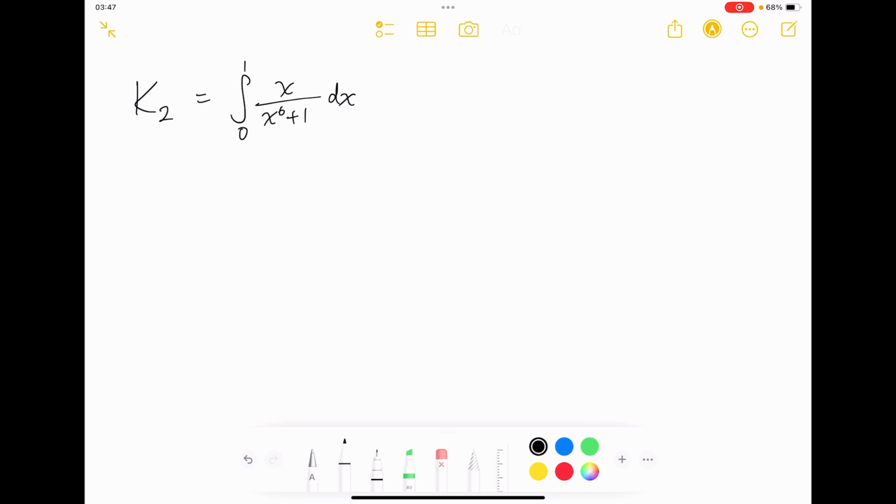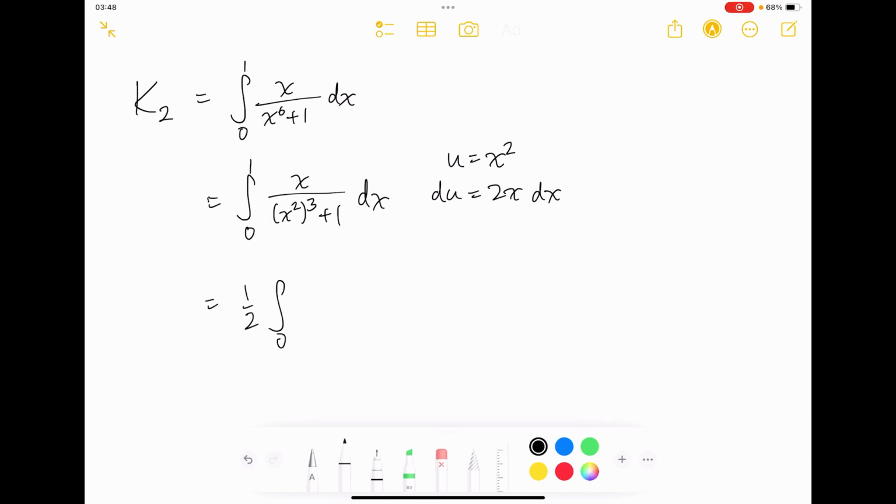Because of the x in the top, I want to do a u-sub, and because there's kind of an x squared at the bottom, that helps as well. So if I write the bottom as (x squared) cubed plus 1 dx, and then I use a u-sub, u equals x squared, and then 2x dx, I'll get a half times 1 over u cubed plus 1 du.